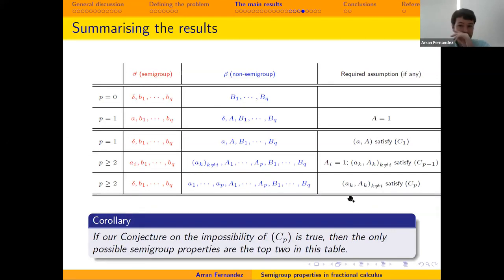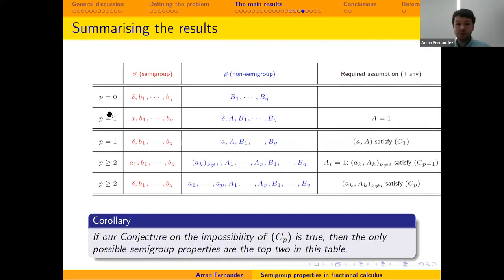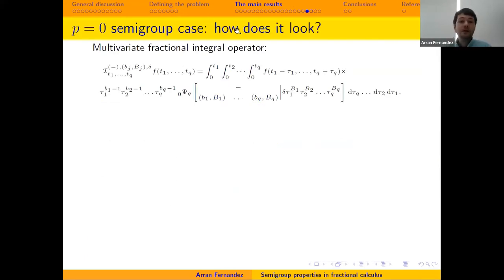Okay, so that's the main result of the talk, but because we motivated this in terms of constructing a complete model of fractional calculus, going from the integral to the derivative, seeing how everything fits together, we should spend some minutes at the end doing some applications of this result to see how it actually looks. We have 2 possible semigroup properties, p equals 0, p equals 1. I didn't go into detail on the others because we think they're not possible.